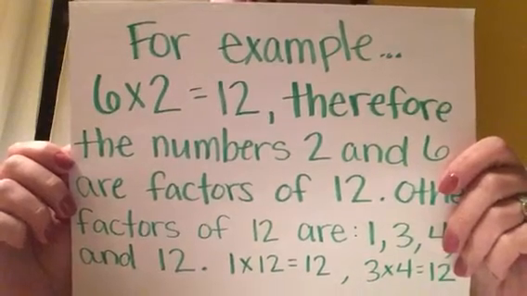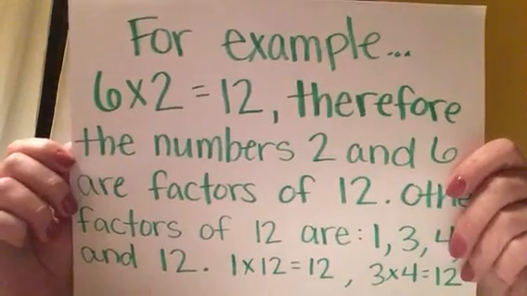Anything that can be multiplied together to give you the number 12 is a factor of 12, which means the numbers 1 and 12 are factors of 12 because they can be multiplied together to give you 12. 3 and 4 are factors of 12 because they can be multiplied together to give you 12. Okay?